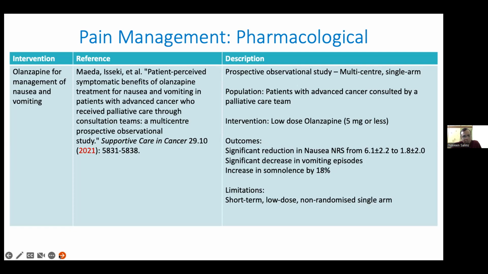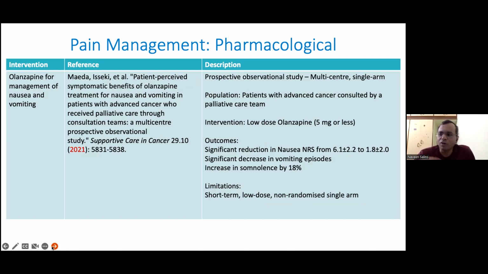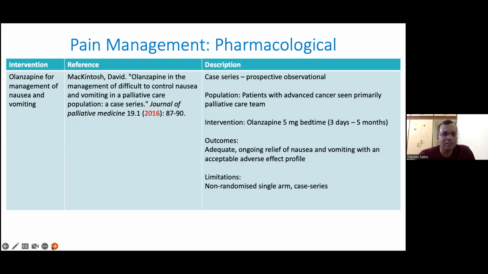There was a decrease in the vomiting episodes. The only downside was 18% of those who took olanzapine had increased drowsiness. So it's good evidence. However, it is a single arm study. It's a non-randomized population. So it was used for a very short period of time. We don't know what the benefit is long term. So there is still scope to expand this study, and it is published in a good journal, which is Supportive Care in Cancer.